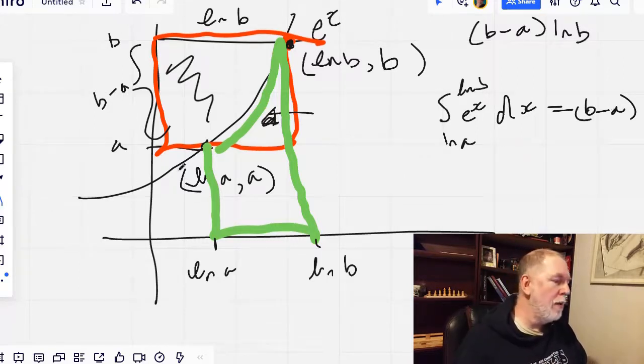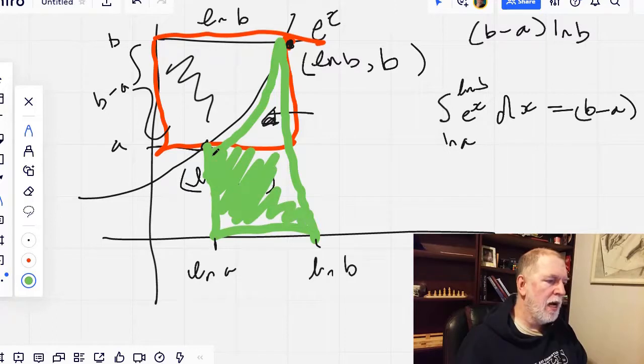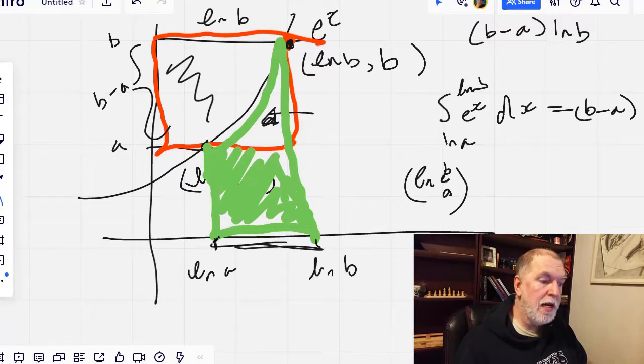But now problem, yes, big problem. Let's go back to the green, because we took out too much, so we need to add back in this space. And what is that? That is log b minus log a, so that's log of b over a. That's this right here, and then this, that's just a.